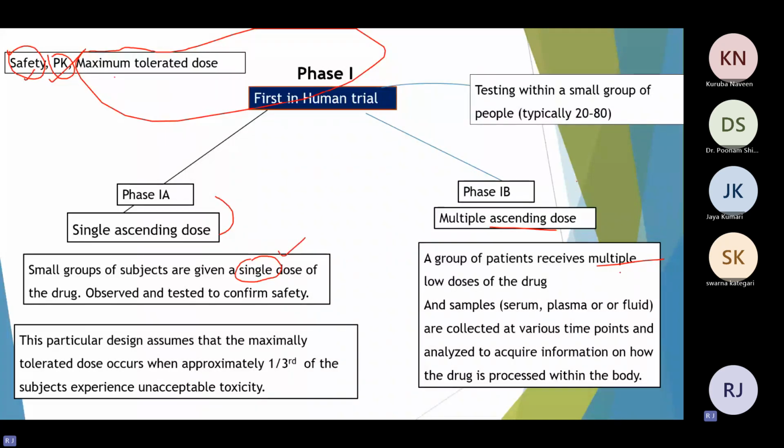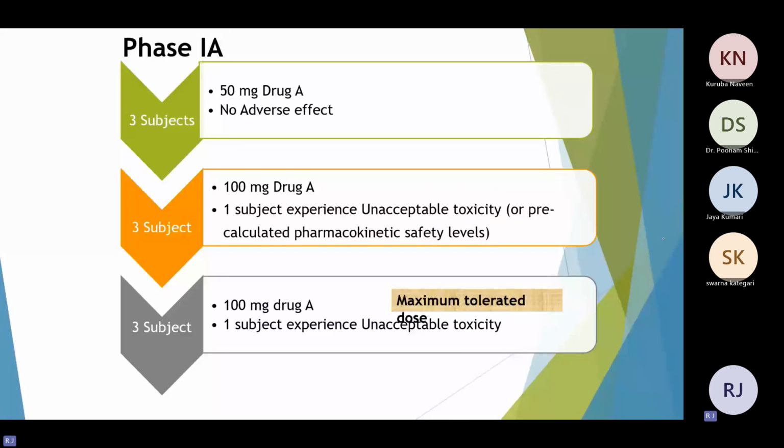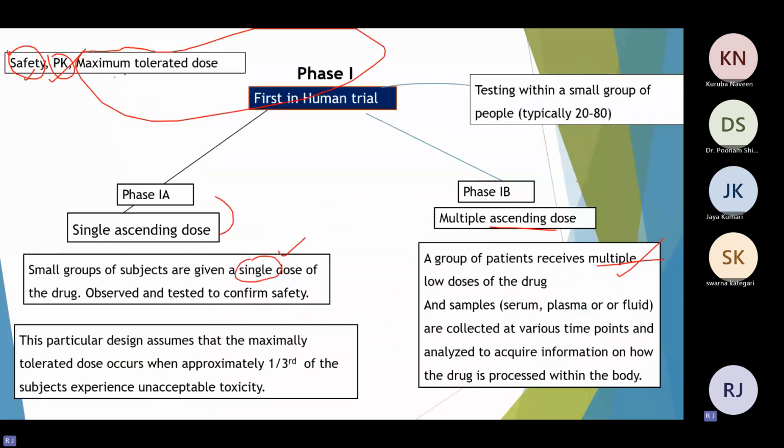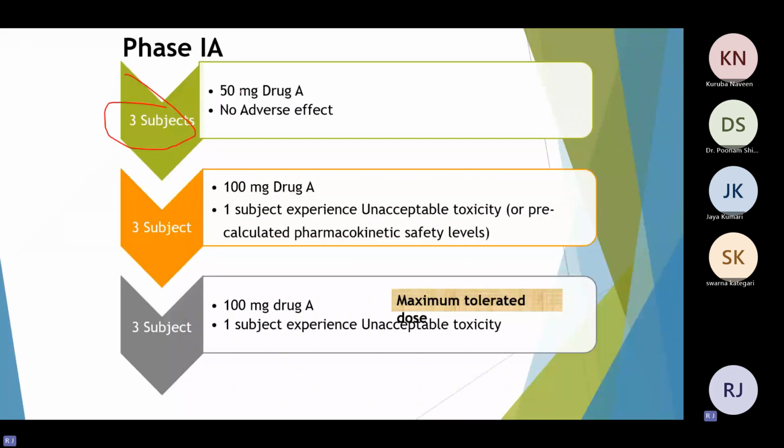Okay, we'll see one live example. For example, for phase 1A, three subjects. I have just chosen three subjects. However, in phase 1 we choose 20 to 80 subjects. Just for simplification, I have chosen three subjects here. We are giving 50 mg of a drug. We have seen there is no adverse effect on the subject's body. Whenever I say subject, it is nothing but patients.